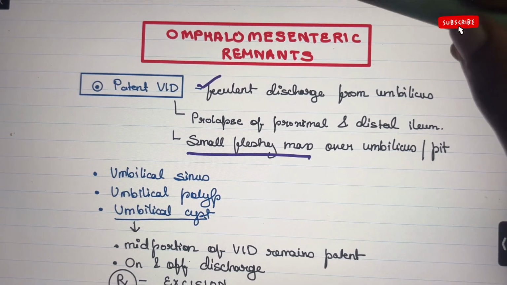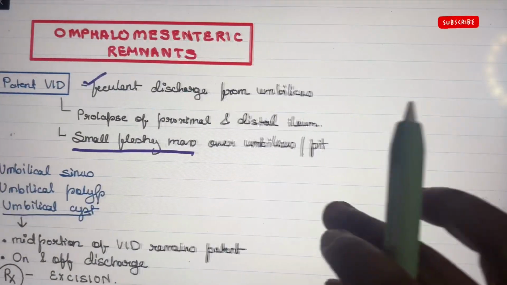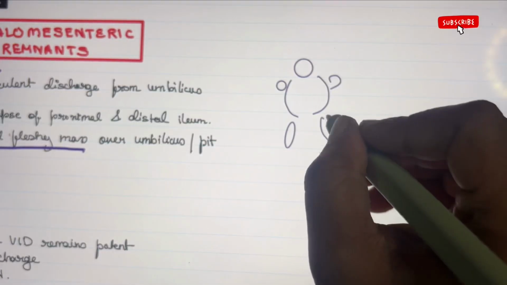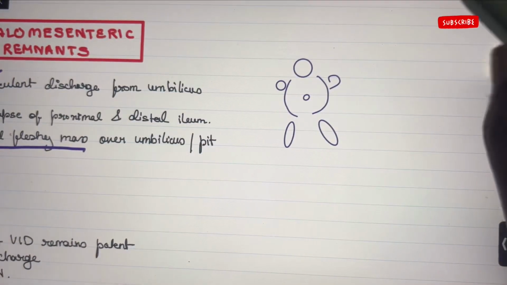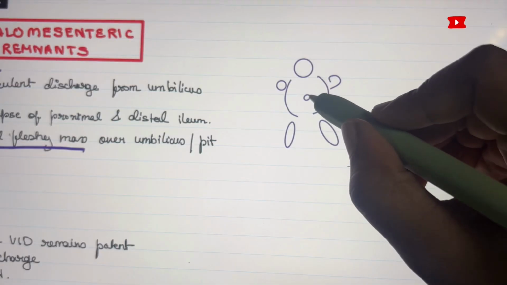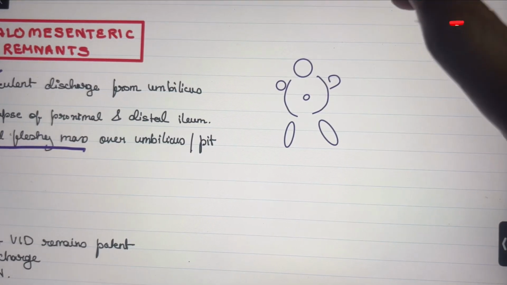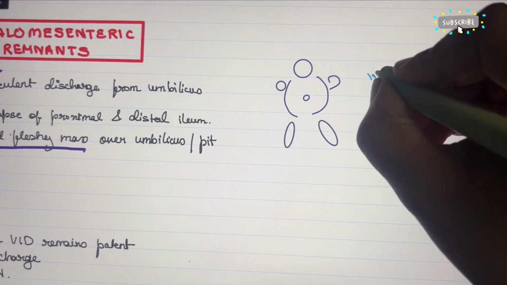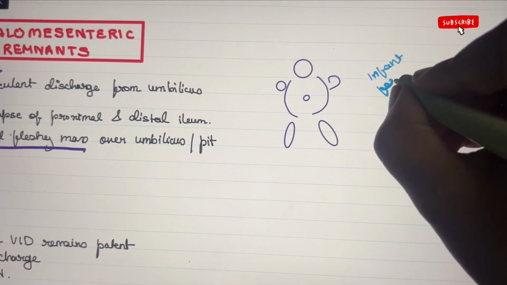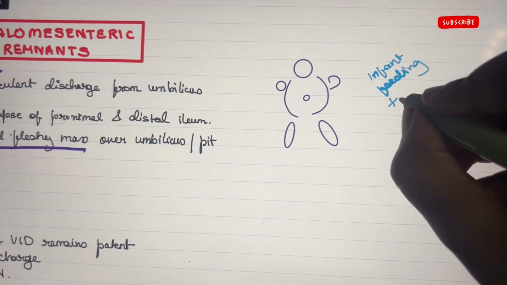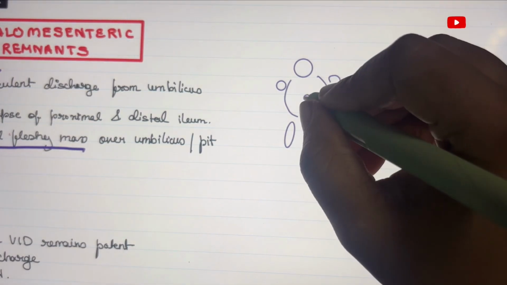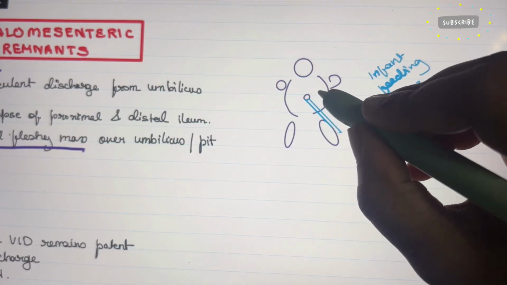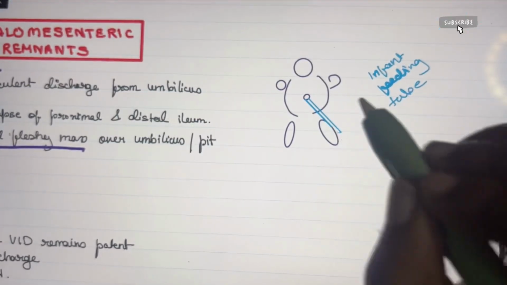How will you be sure of it? We can do, if this is the child and we have the umbilicus here. In the umbilicus, if there is only a big fleshy mass and an opening is present, but you are not sure whether the fecal discharge is coming out from the umbilicus or not, then we generally take an infant feeding tube. We take a narrow infant feeding tube, and we insert it into the opening of the umbilicus, where the opening is present.